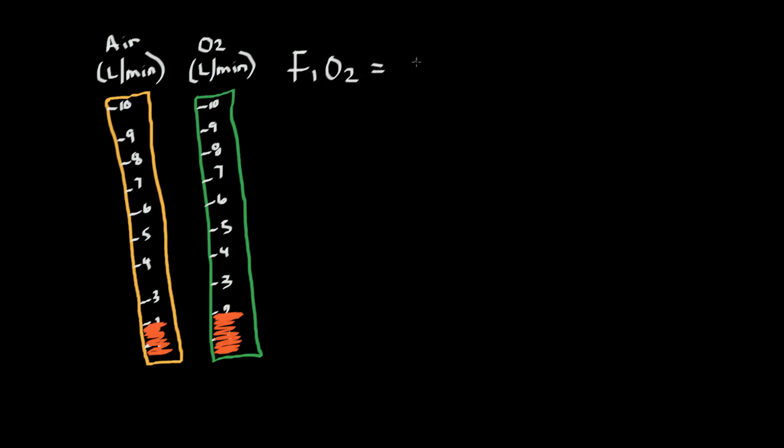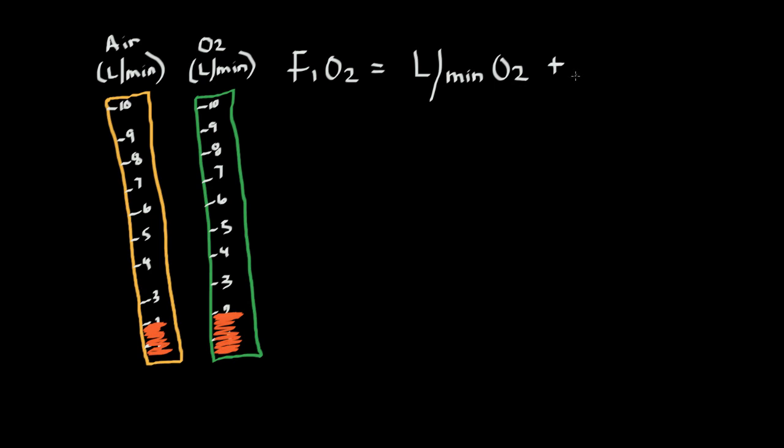FiO2 equals liters per minute of oxygen. But now we actually have to account for the amount of oxygen that is also in the air. Because we know air is not all nitrogen, that the air contains 21% oxygen, we have to account for that in our calculation in the numerator. So essentially, the numerator should always address the total amount of oxygen divided by the total amount of gases.